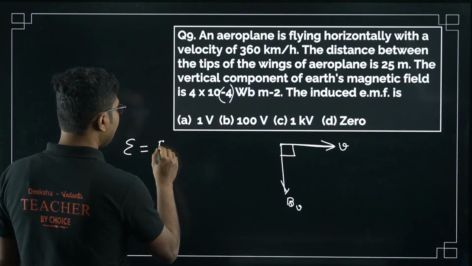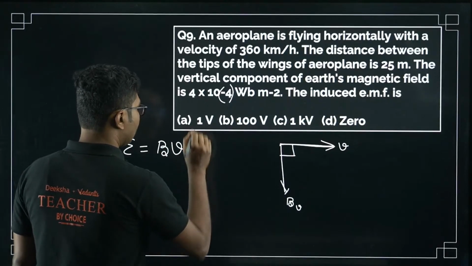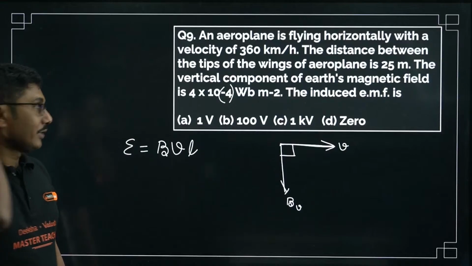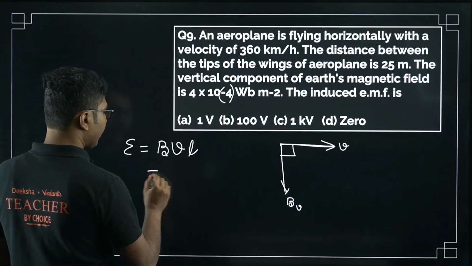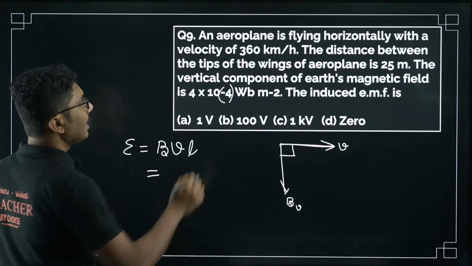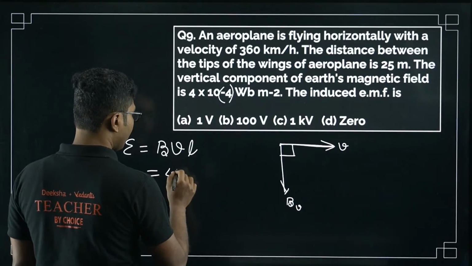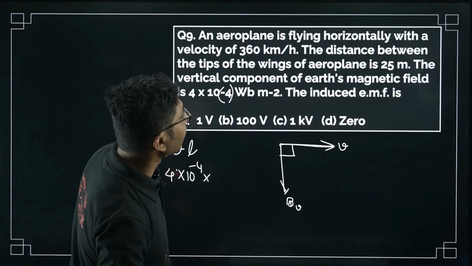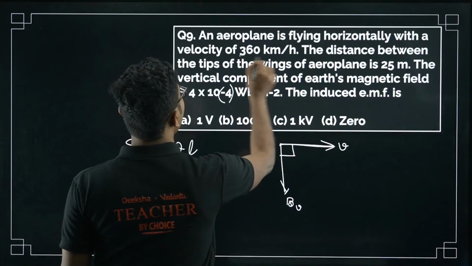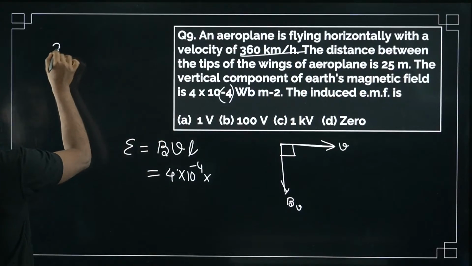Now, so let's see. It is B, V, L. So if they are perpendicular to each other, it is B, V, L. Right. Now what we have to do? We have to calculate. B is already given, 4 into 10 to the power of -4. Velocity is given, 360 kilometer per hour. So you have to convert it into meter per second.